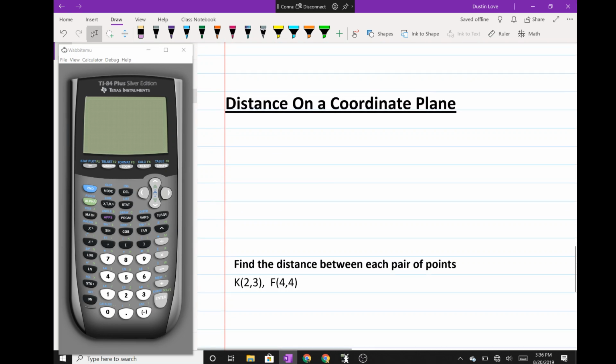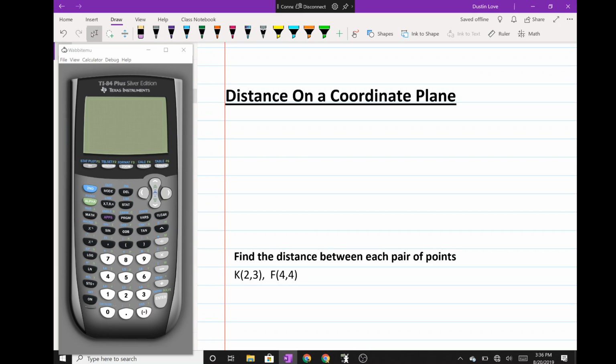Now, distance on a coordinate plane. This gets a bit more complicated. Okay? Here's our distance formula when we're talking about coordinate planes. Now, we're going to have 2 points, and we want to find the distance between them.